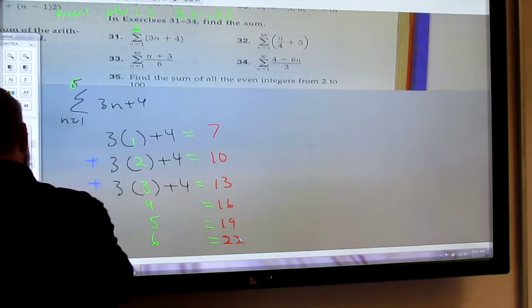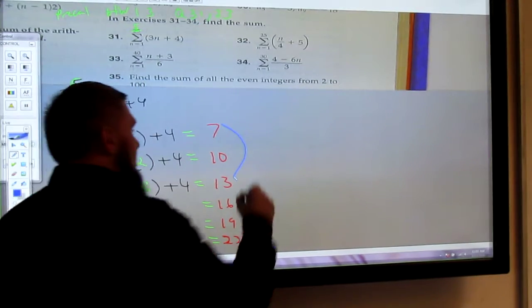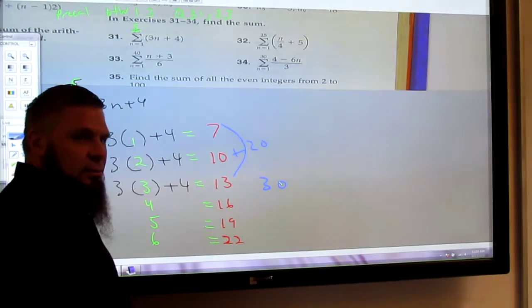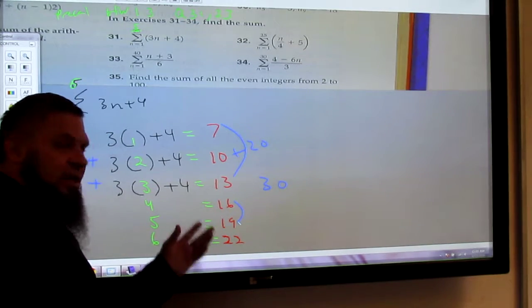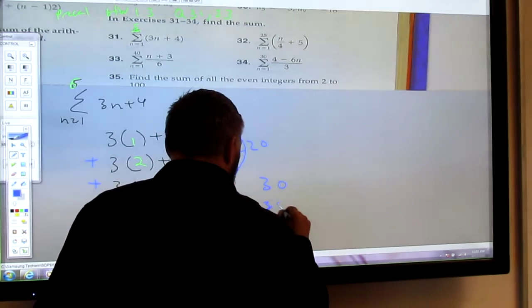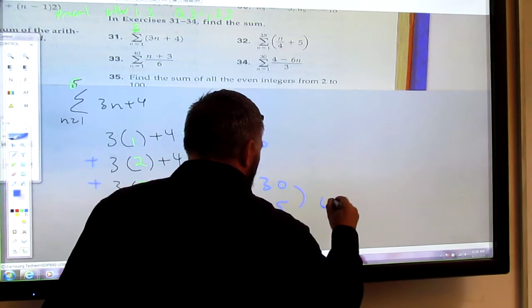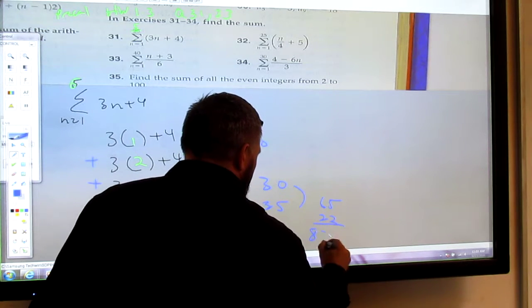This is how I like to add it up. That's 20, right? 20 plus 10 is 30. That's 15 and 20, that's 35. So that's 65 plus 22. So that's 87.